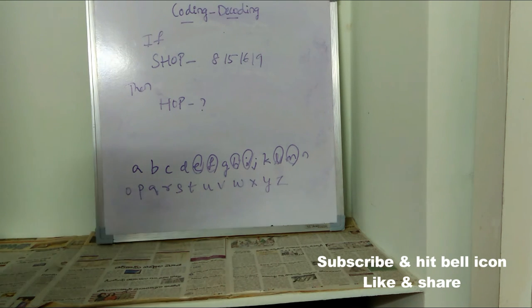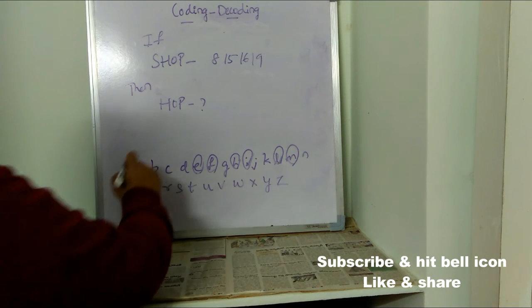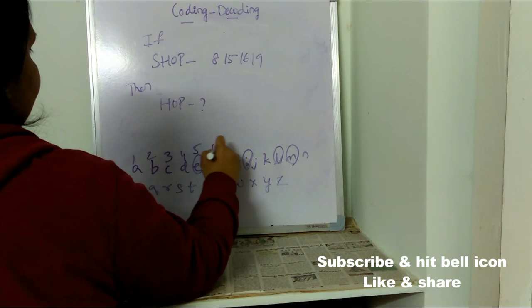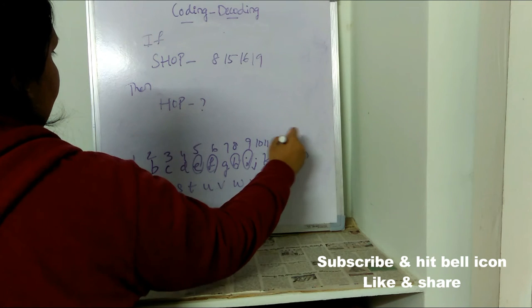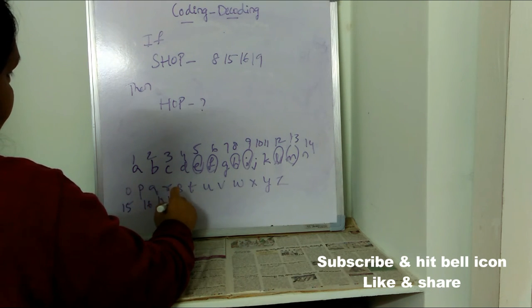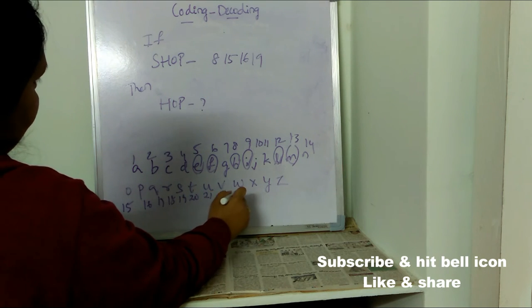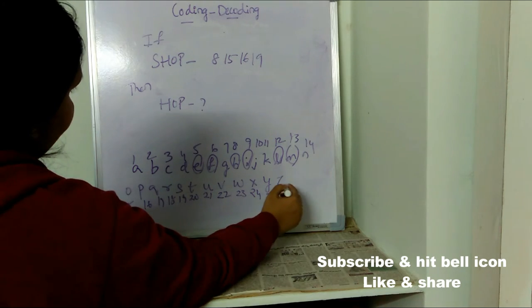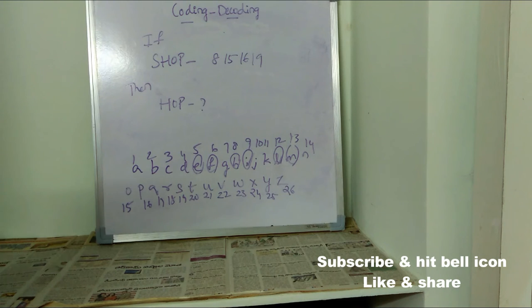Okay, see, as this question has numericals, what we need to do is write numbers upon the alphabets, like 1 2 3 4 5 6 7 8 9 10, up to 26, because this question is having numbers in it. 8, 1, 5, 1, 6, 1, 9. So we surely need to take the help of numbers in order to decode this. Okay, so if shop is written as 8, 1, 5, 1, 6, 1, 9, now let's try to decode it.